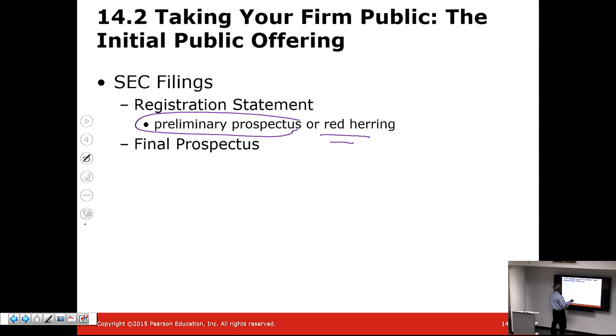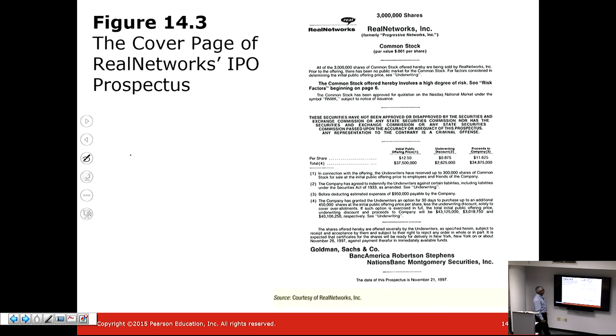And then later on, after they have gone on a roadshow, shopped around their prospective selling of shares with various possible large institutional investors, they get some feedback, and then they're able to put together a final prospectus that will provide the final stock price at which they are going to sell whatever number of shares they're willing to sell at that point.